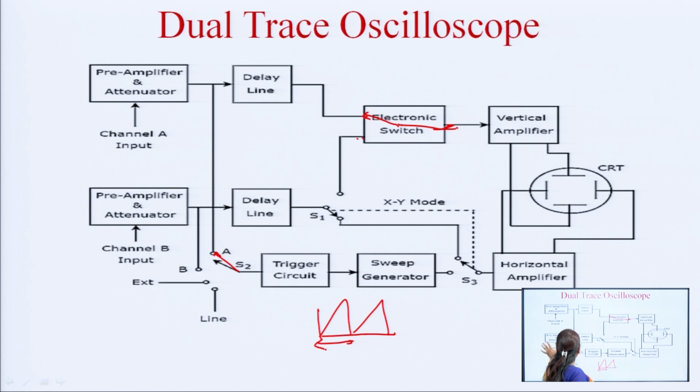Then if we want one signal applied at the horizontal deflection plate and the other signal applied at the vertical deflection plate, we will keep it in XY mode, and in XY mode the horizontal amplifier is connected with the B channel. There is an electronic switch that switches between channel A and channel B, and there is no need of a separate electron gun or a separate vertical deflection plate. So, this is not a complicated circuit.